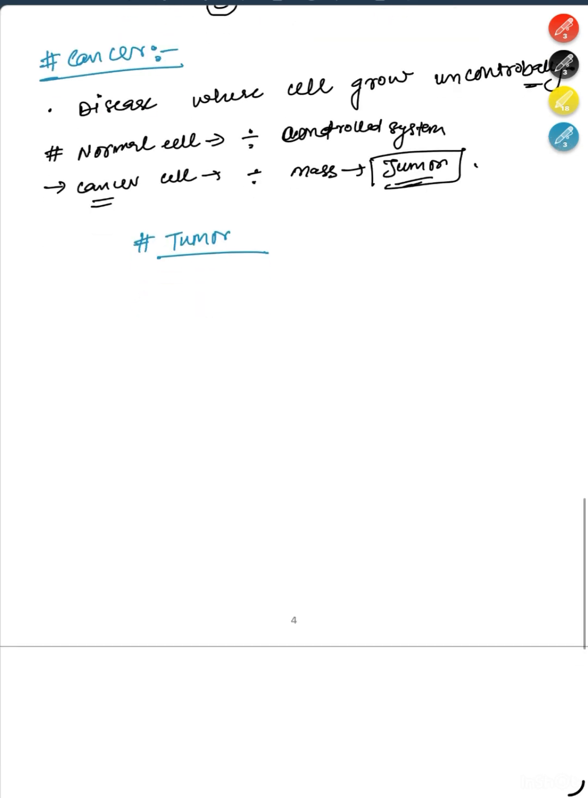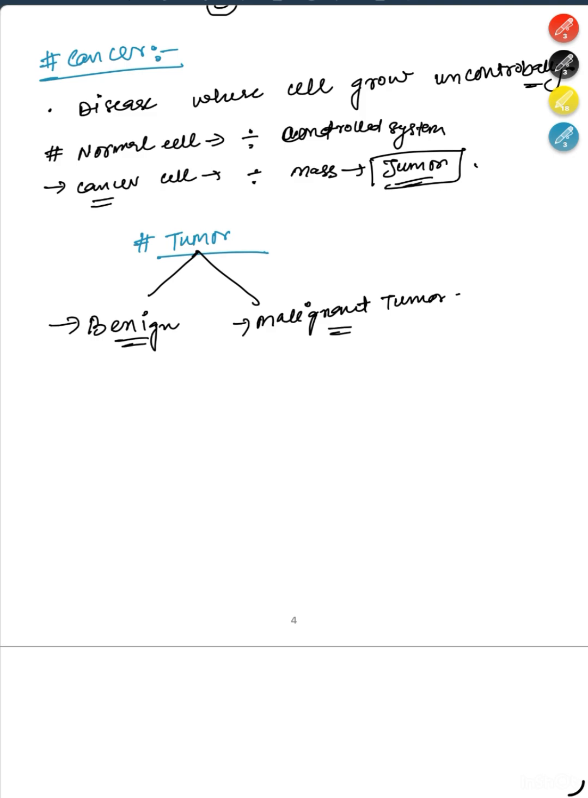Basically this tumor has been classified into two main types. The first one we call a benign tumor, and the second we call a malignant tumor. They are totally two different things. Let's first move with the benign tumor. It's a localized tumor, and localized here means that this tumor does not spread. It's localized to a particular tissue or organ, and it doesn't invade or affect other tissues. So this is a localized tumor.